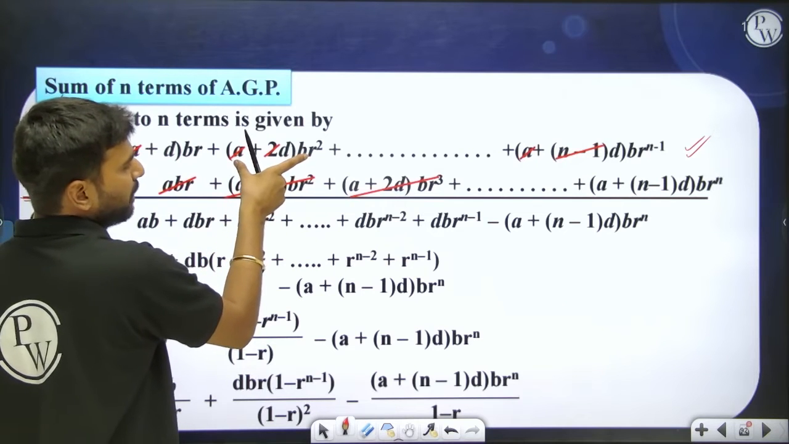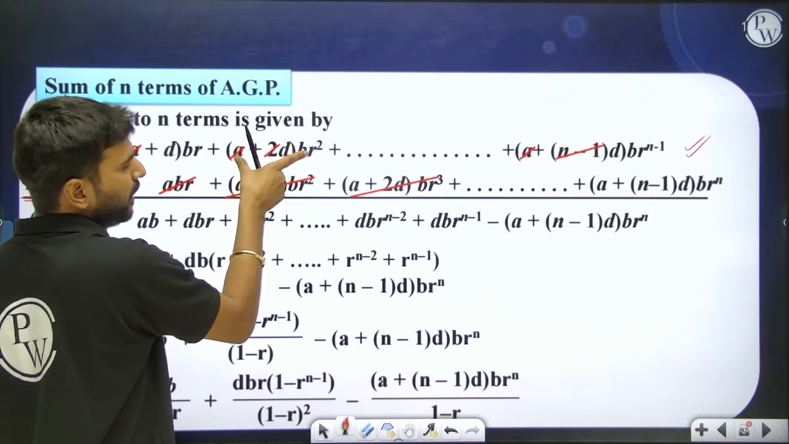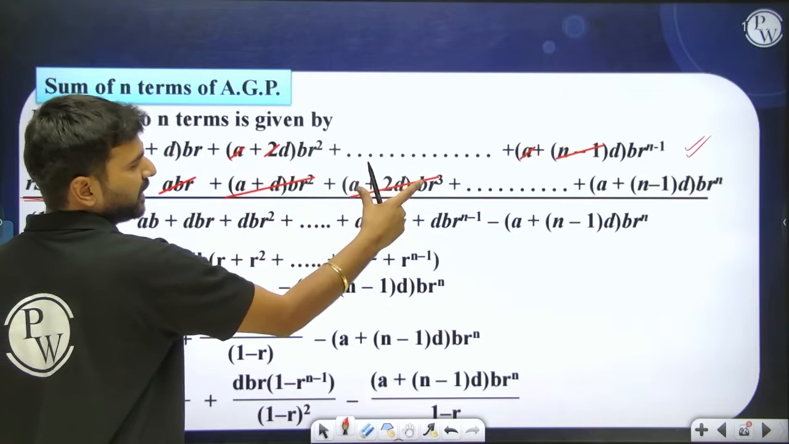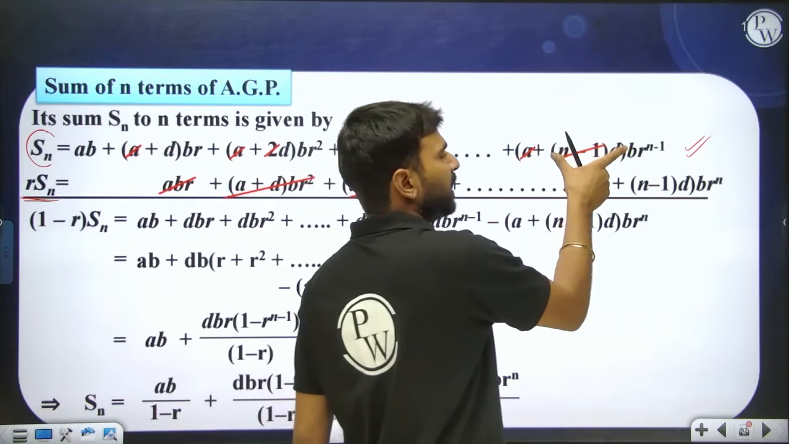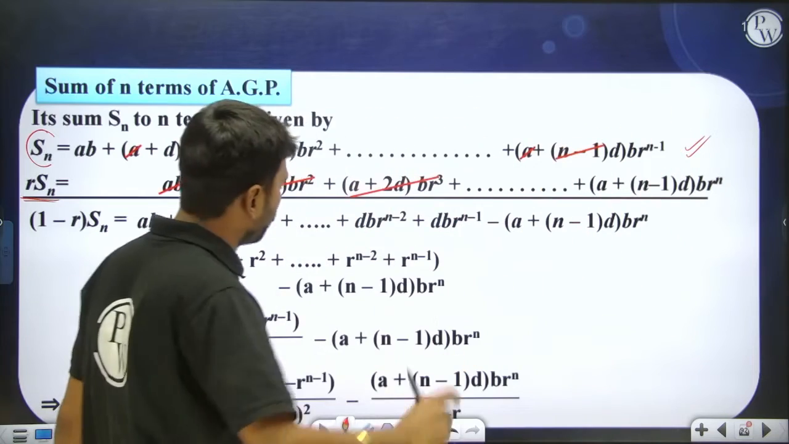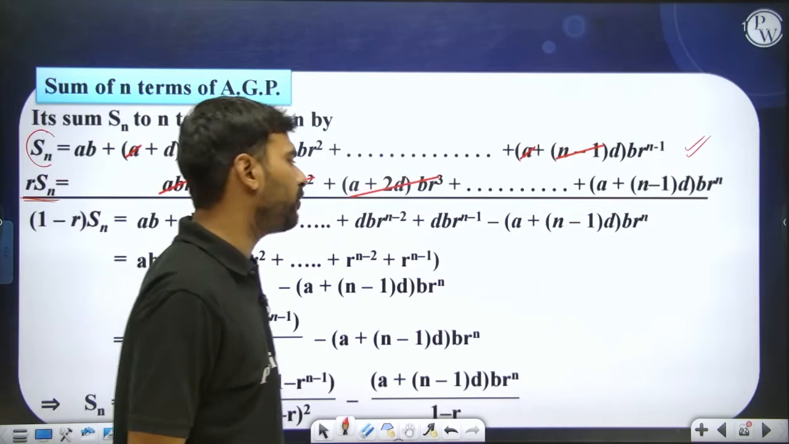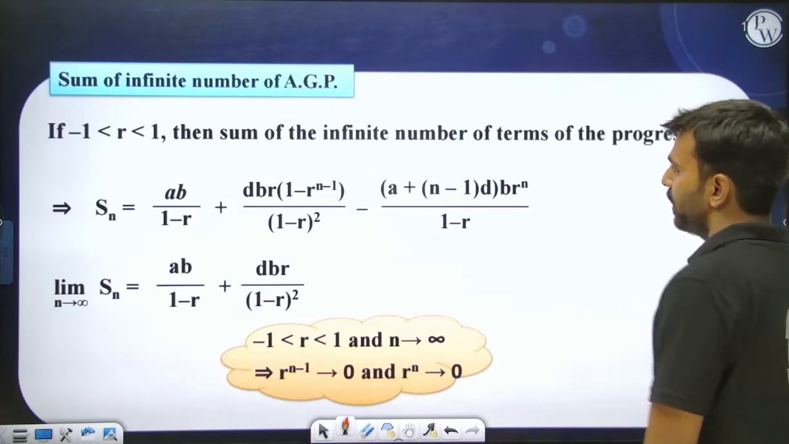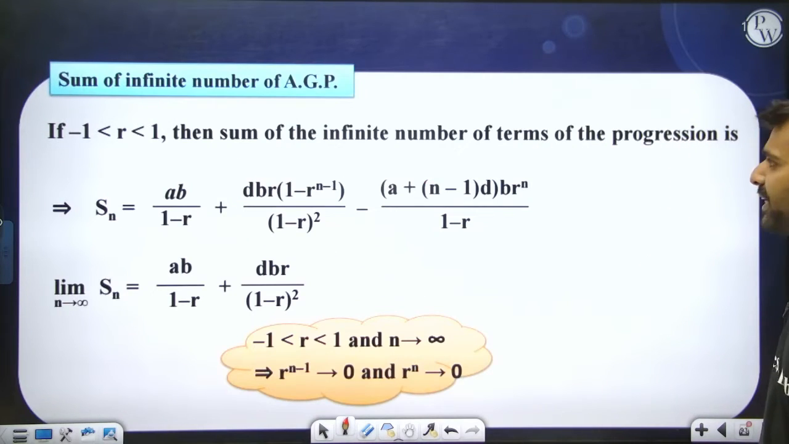This thing, if we multiply with R, we are going to get A plus 2D into BR square, but we are going to write it over here. Similarly, if you multiply this with R, we are going to write it below the next term. So then subtracting the two equations, we do get the summation of n terms of an AGP. I'll tell you some problems based on this as well.